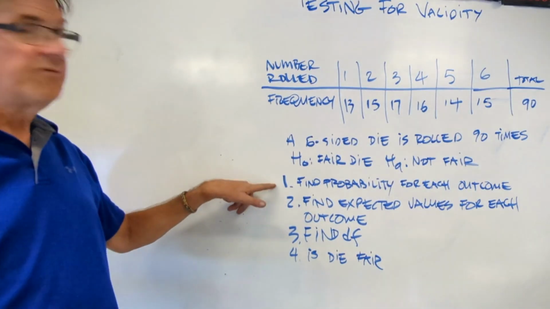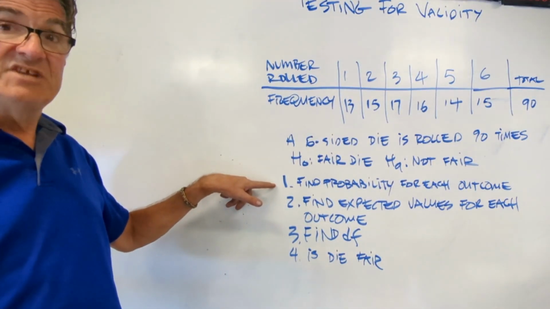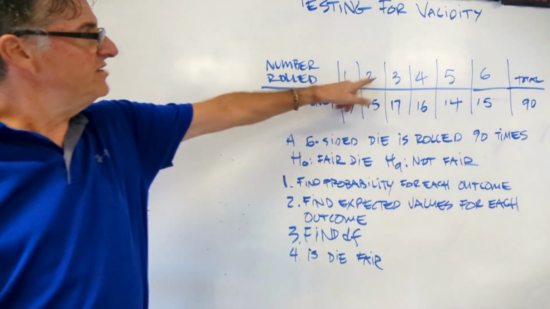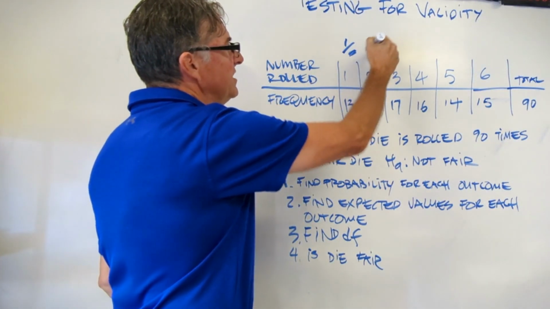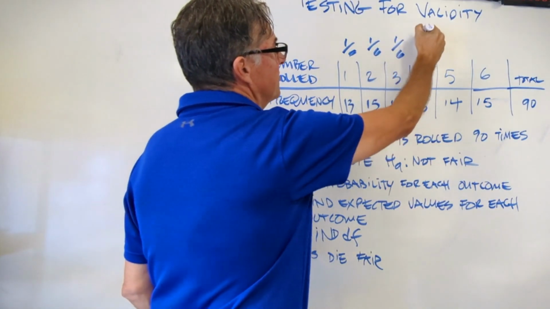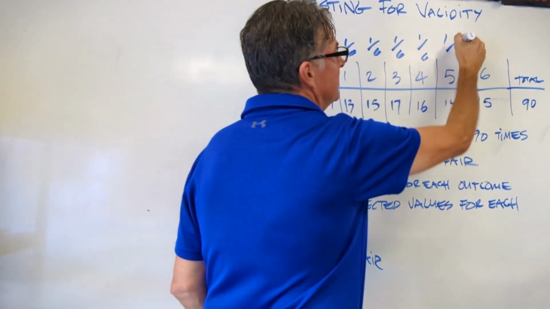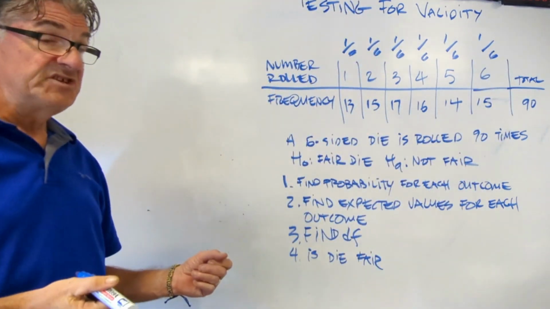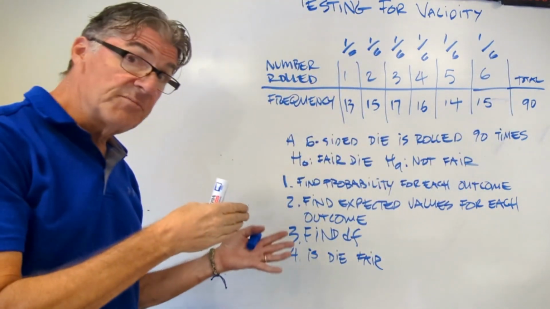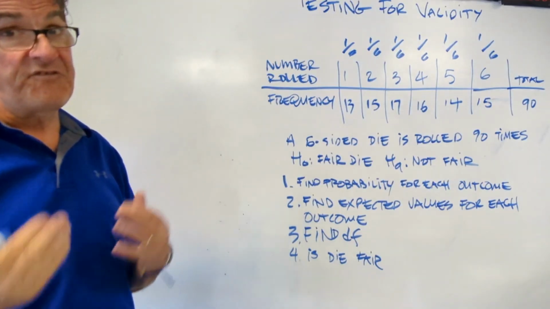So what we need to do first is find the probability for each one. So what is the probability of each outcome? And that's easy. That's 1/6 because they're each equally likely. So the probability of each outcome is 1/6. So you might get problems where the probability of each outcome is different. They might tell you the probability, or you might even need to figure it out.